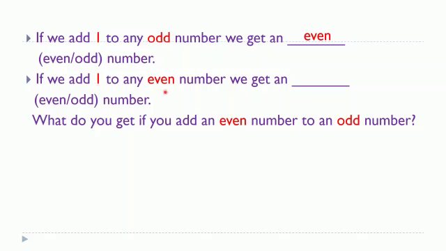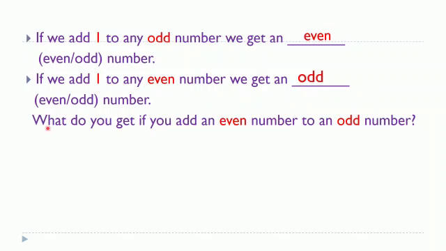Similarly, when we add 1 to an even number, we get an odd number. You can take any example. Suppose I am taking 2. 2 is an even number. If I add 1, then I get 2 plus 1, 3. That is an odd number. Suppose I am taking 10. 10 is an even number. So plus 1 is 11. That is an odd number. So 1 plus an even number is always an odd number.